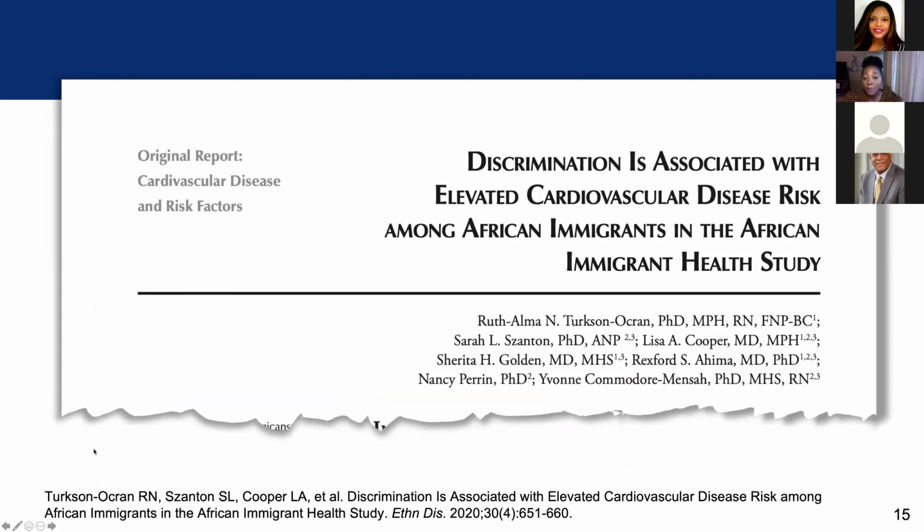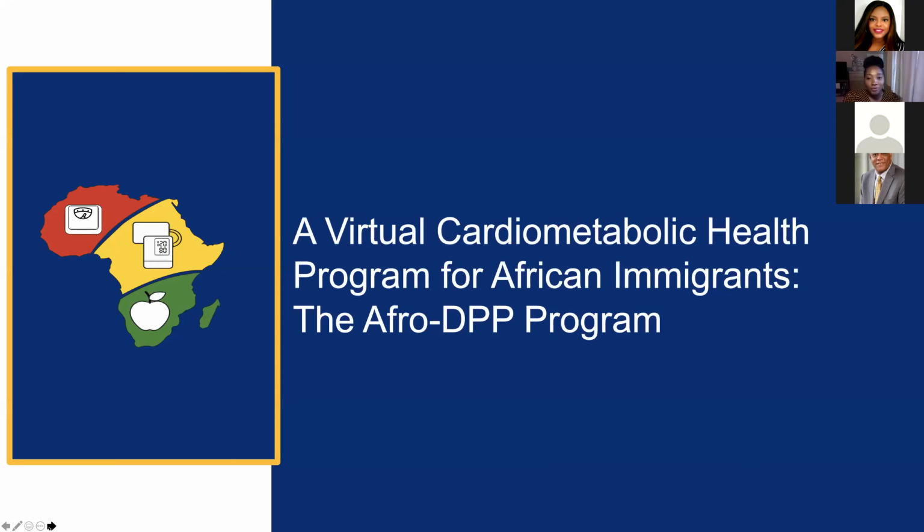So in a separate analysis that was led by Ruth Alma Turkson Okran, who's also on the call, we also observed that discrimination was associated with having at least 3 cardiovascular disease risk factors. So those who reported higher levels of discrimination were more likely to have at least 3 cardiovascular disease risk factors.